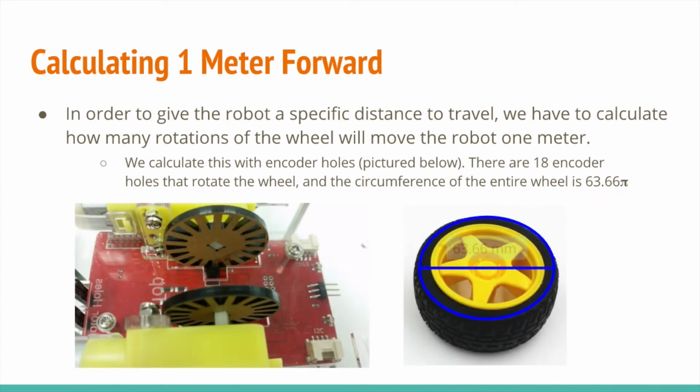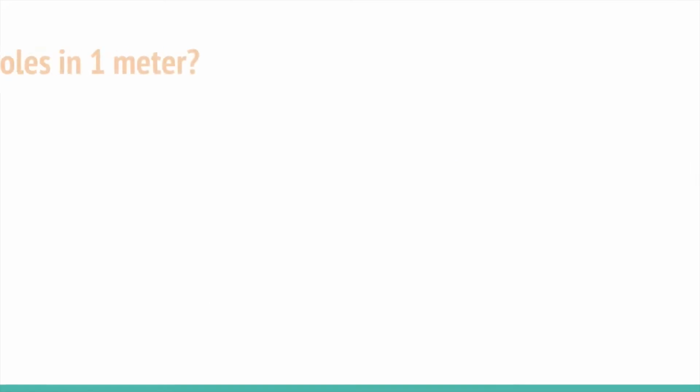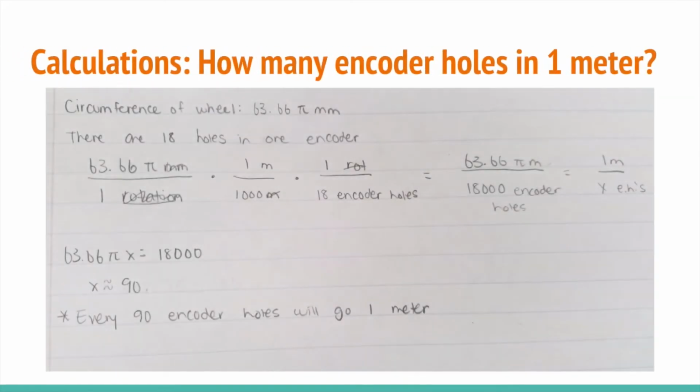There are 18 encoder holes for 1 revolution. The diameter of the wheel is 63.66 millimeters. From this, we were able to determine the circumference of the wheel, which is 63.66 pi millimeters, which is approximately 200 millimeters. With the math shown on this slide, we calculated that Ricky will move forward 1 meter for every 90 encoder holes.